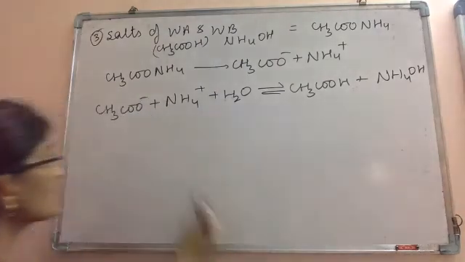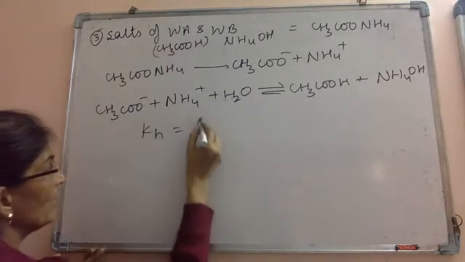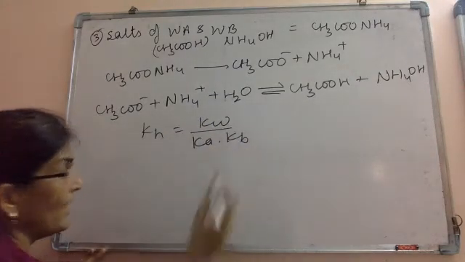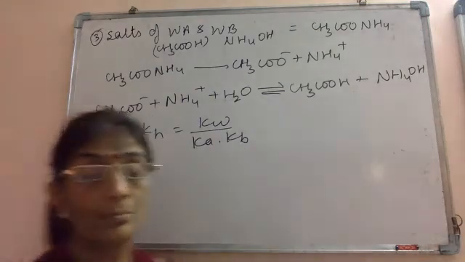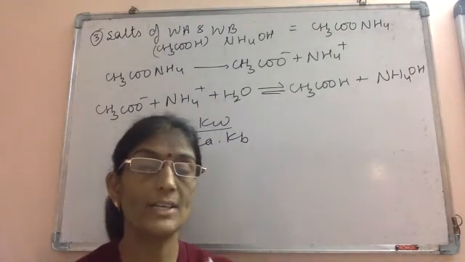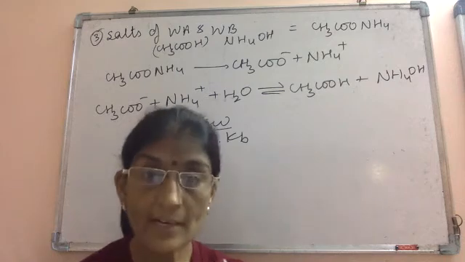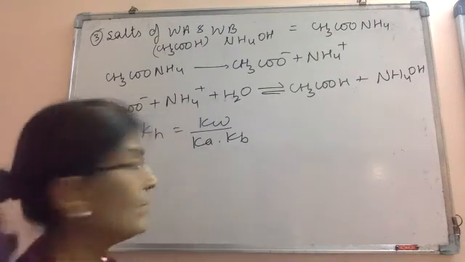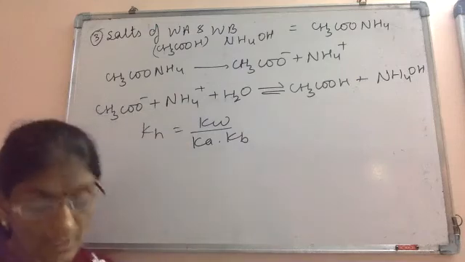Their hydrolysis constant is Kw upon Ka into Kb. Why? Because the acid is weak, the base is also weak, so the ionization constant of the weak acid will come, and the ionization constant of the weak base will also come. So Kh is Kw upon Ka into Kb.